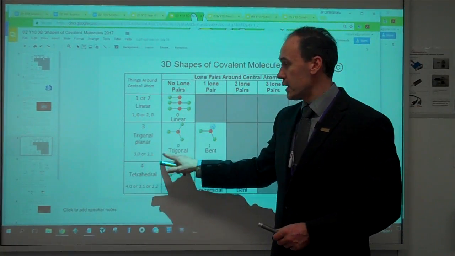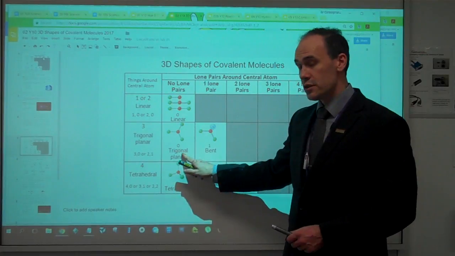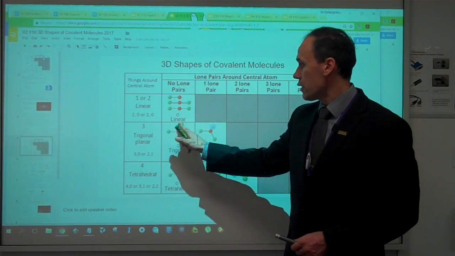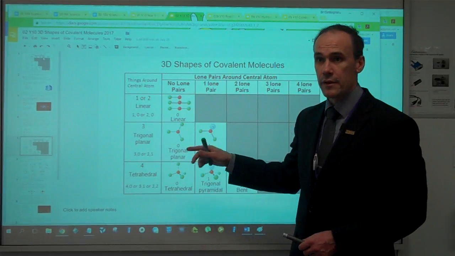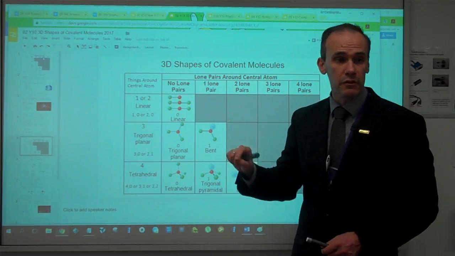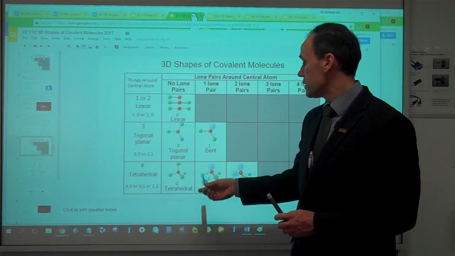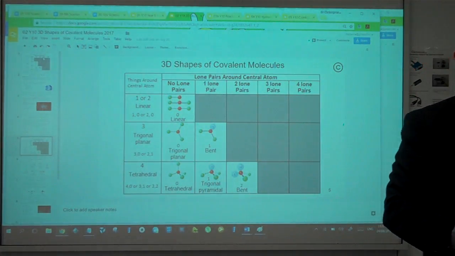It gets a little more complicated. Up to 3, it's one of those 2. Up to 4, and you can work out the shapes by literally doing the structural diagram and then working it out from there. Okay? But you will need to know all of those names. There's no getting around that.